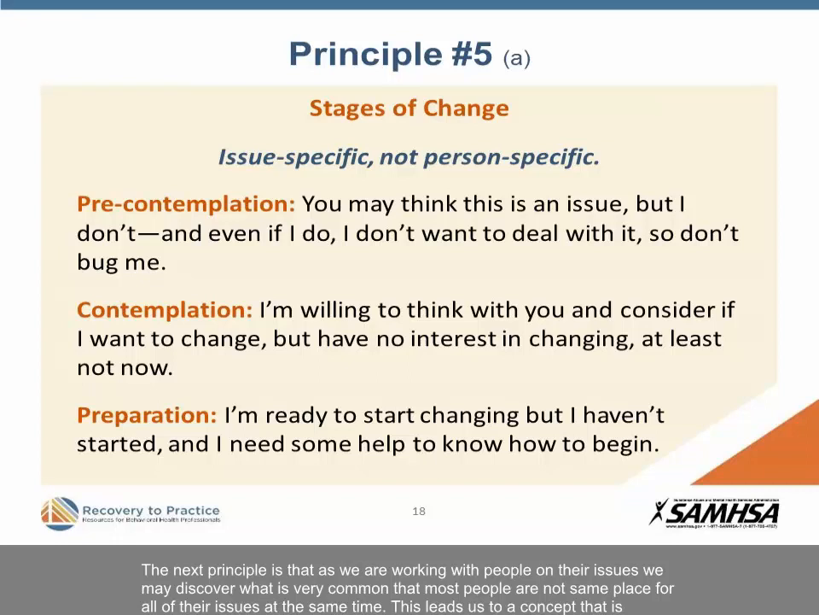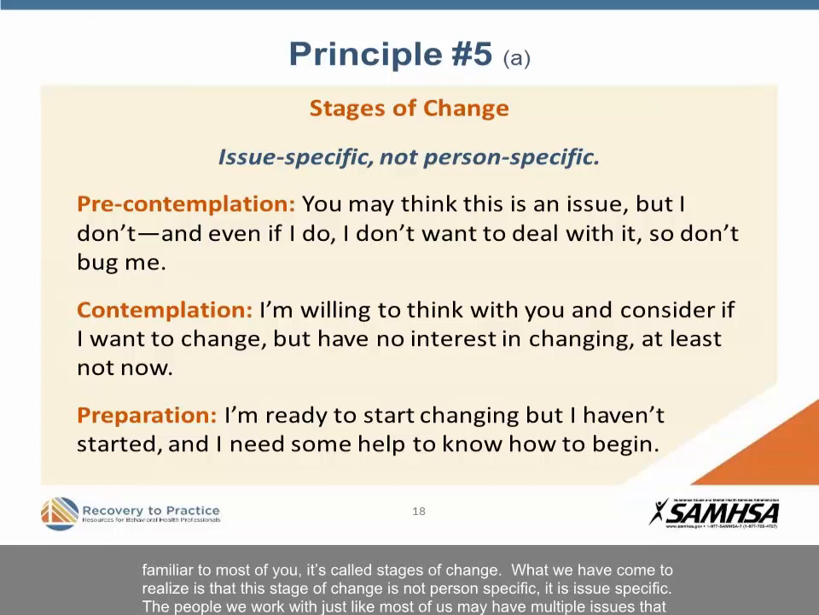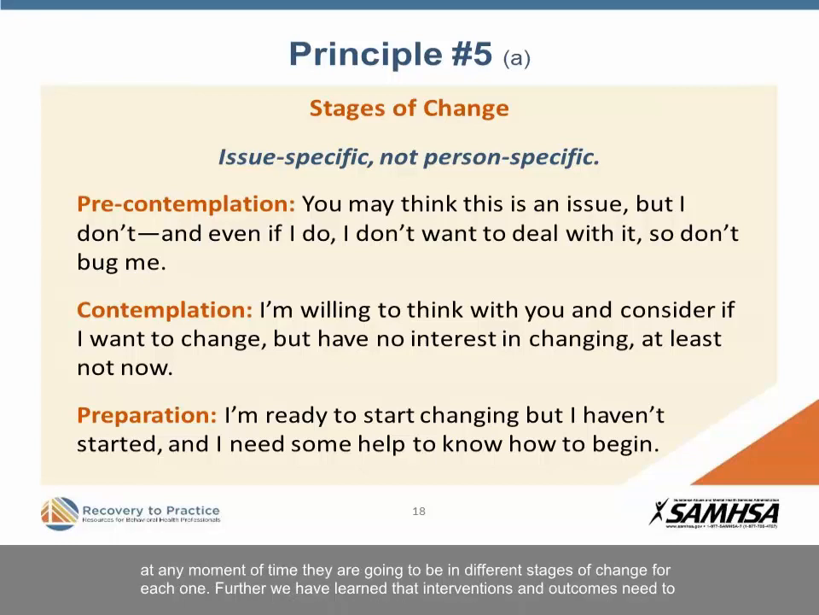So the next principle is that as we're working with people on their issues, we may discover that what is very common is that most people are not in the same place for all of their issues at the same time. And this leads us to a concept that is familiar to most of you. It's called stages of change. And what we've come to realize is that that stage of change is not person-specific, it's issue-specific. That is, the people we work with, just like most of us, may have multiple issues, but in any moment in time, they're going to be in different stages of change for each one.